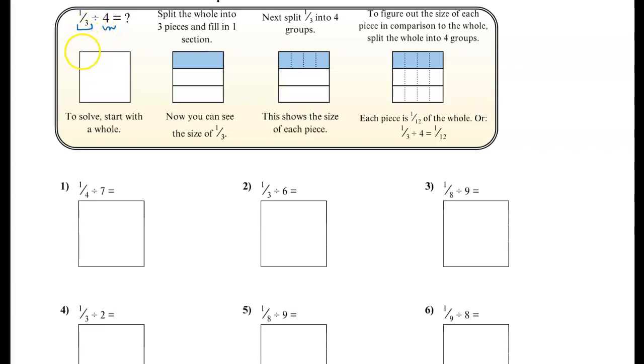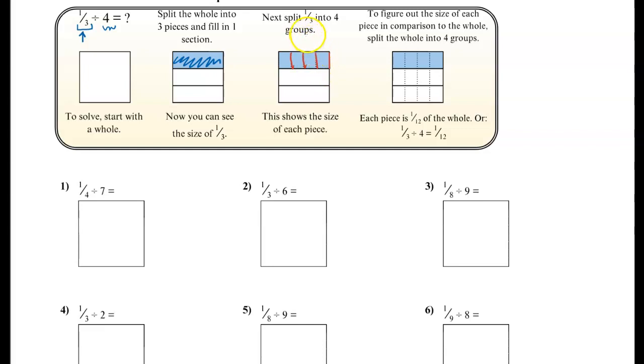So the first thing we do is start with a complete square and then cut it to represent that fraction, 1/3. So we cut it into 3 horizontal strips, shade in one of them to represent 1/3. Next, we're going to split that into 4. So if we're taking 1/3 and dividing it into 4 pieces, then we need to take that 1/3 and cut it into 4 pieces. 1, 2, 3, 4 pieces in that top row.